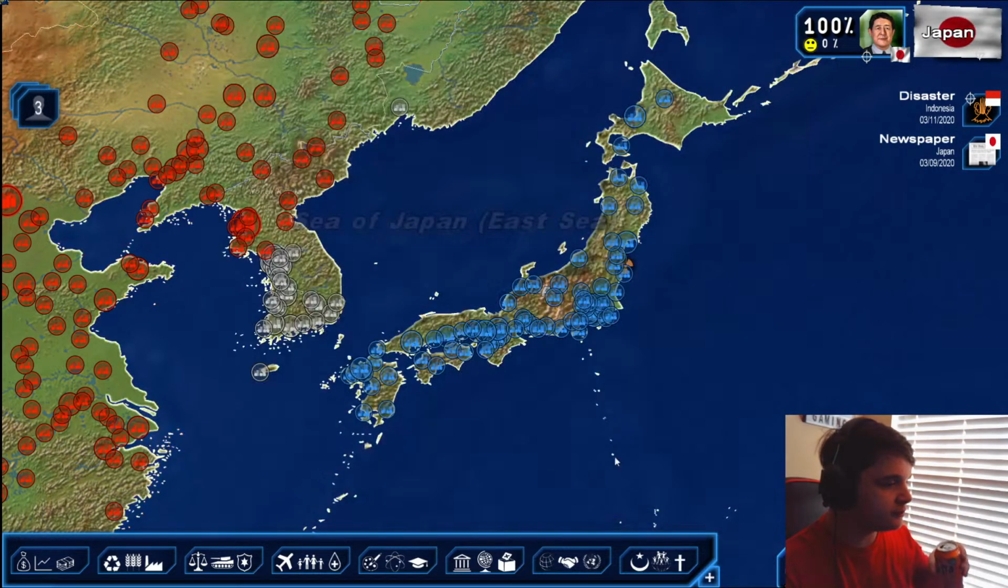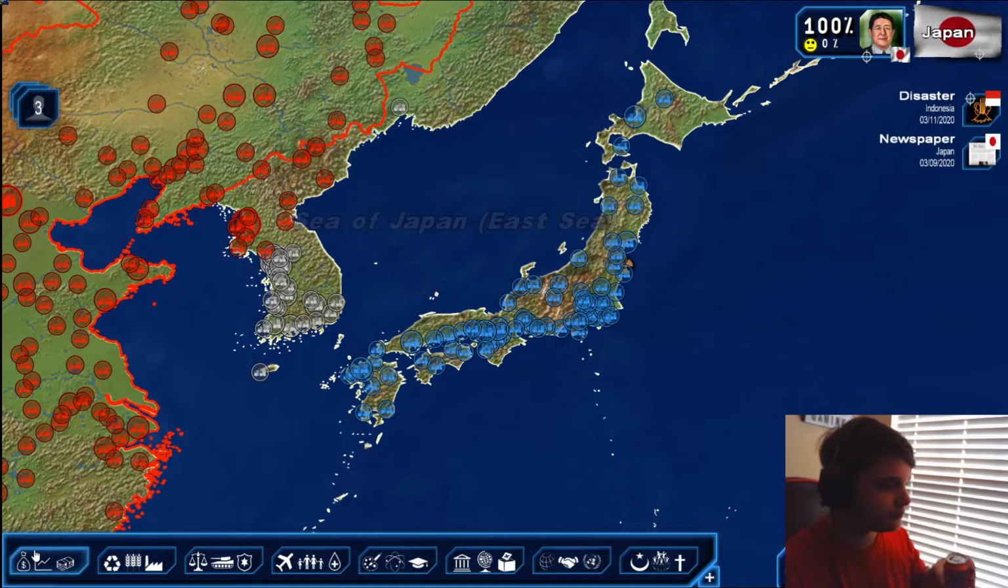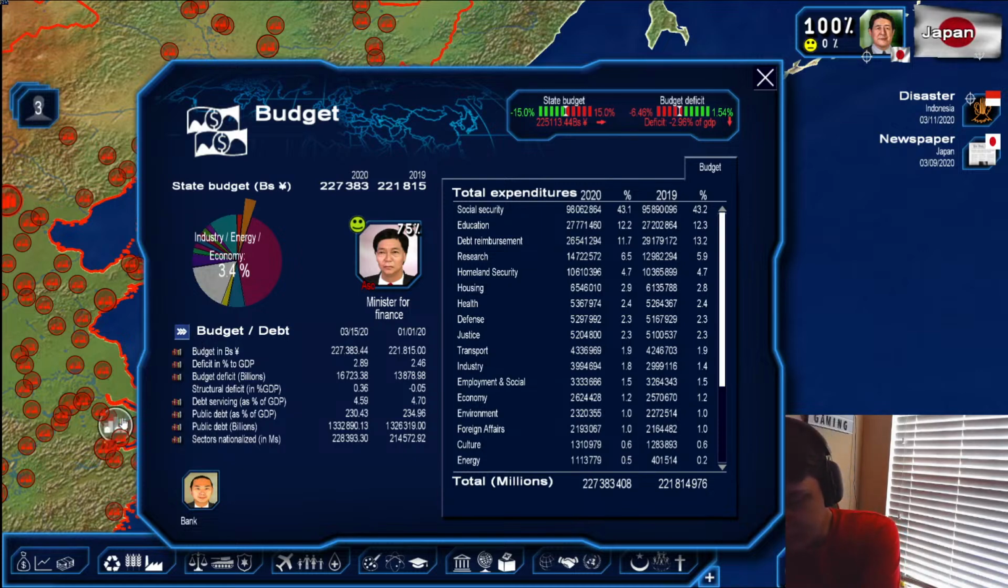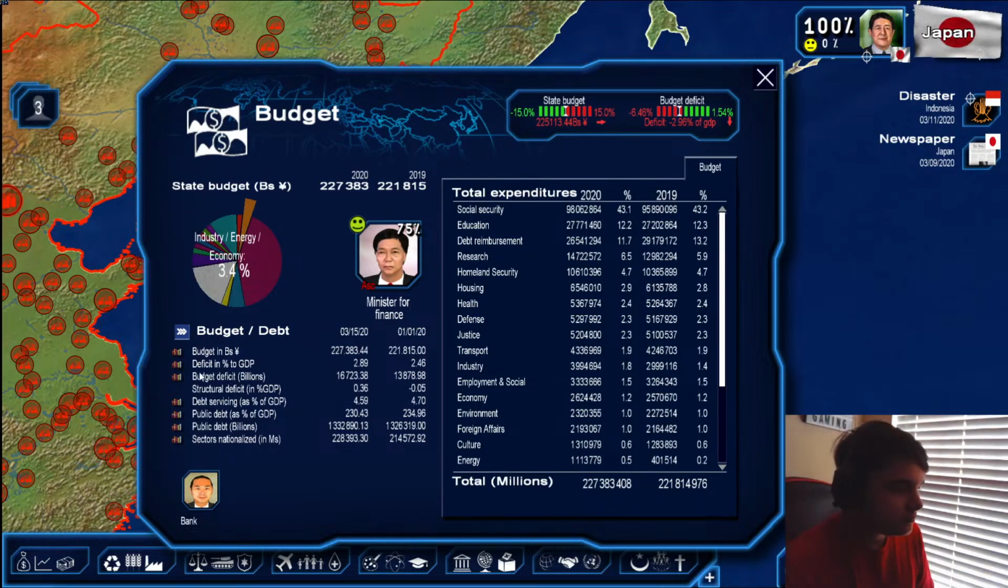The bill has... They have a 16 trillion yen budget deficit right now.